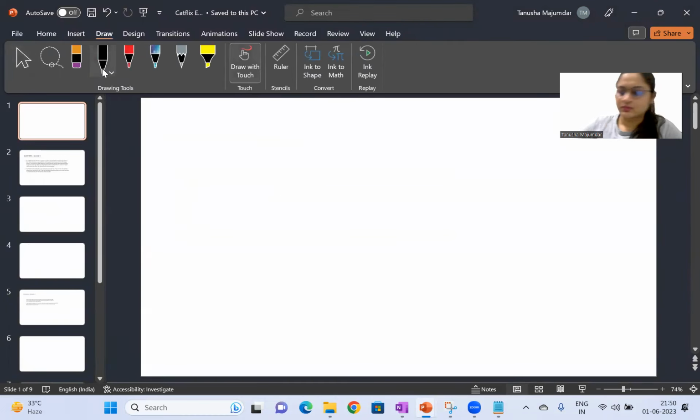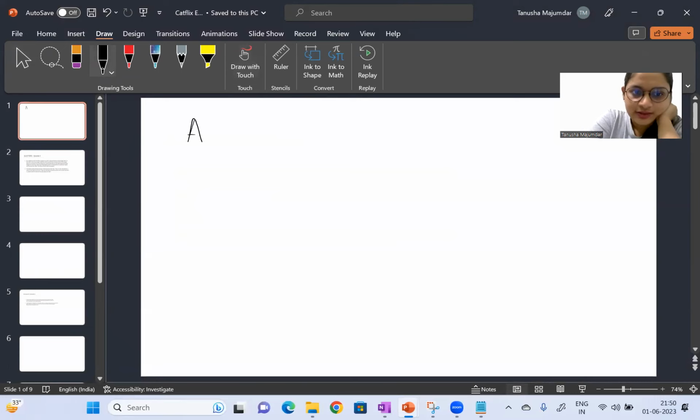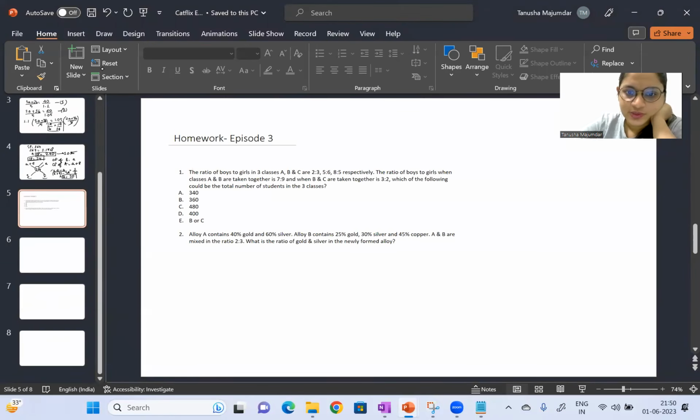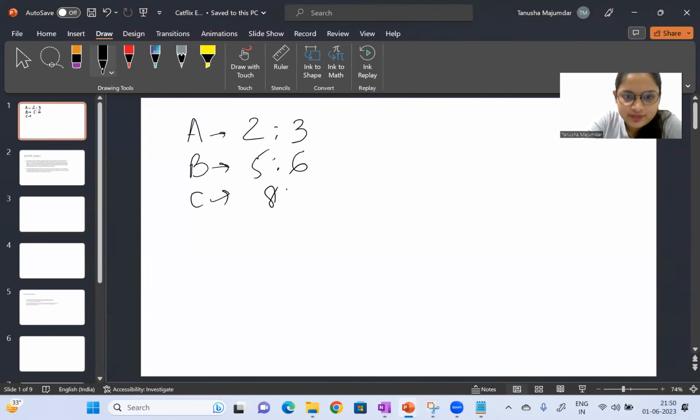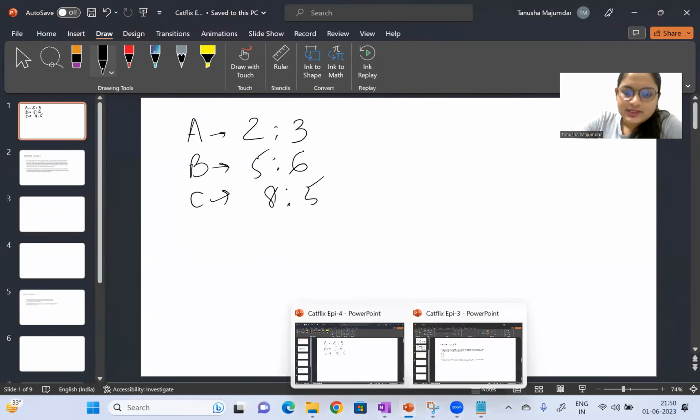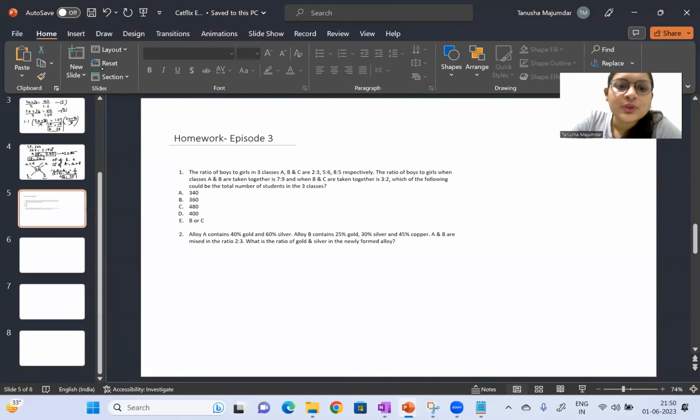So, what are the various information that you know? In class A, the ratio of boys to girls is 2:3, right? Then for B, it is 5:6, right? And for C, it is 8:5. Okay, what's the next information that you know? You know that the ratio of boys to girls when classes A and B are taken together is 7:9 and B and C is 3:2.